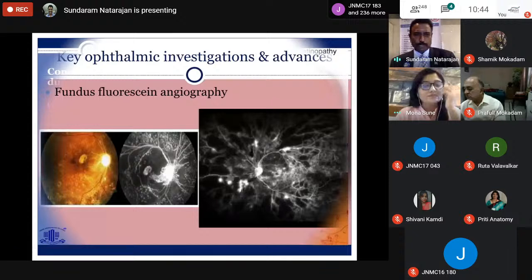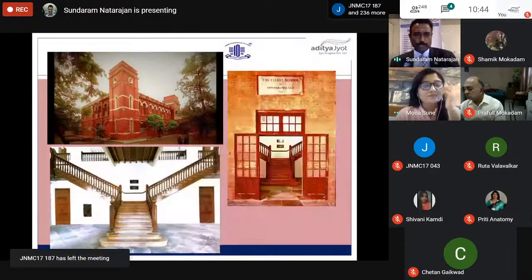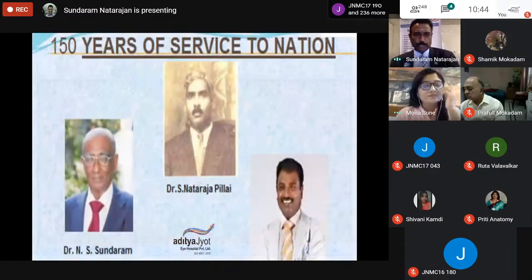And this is a fundus fluorescein angiography, OCT in diabetic macular edema. We also have OCT angiography; we are doing that too. This is to cover what all we have. To remember, timely treatment can prevent diabetic blindness. Diabetic retinopathy can progress without symptoms. Be a part of this monumental revolution, the fight against blindness from diabetes. This is a 200-year-old eye hospital. We are proud in Madras; I studied there, my father, my grandfather, all three generations studied there.